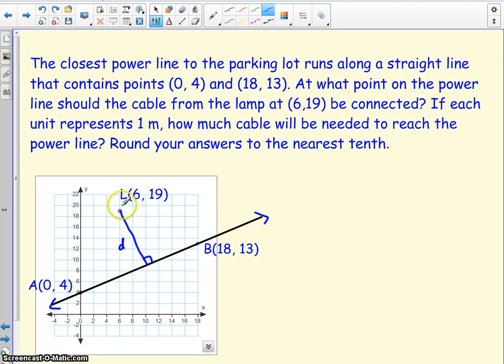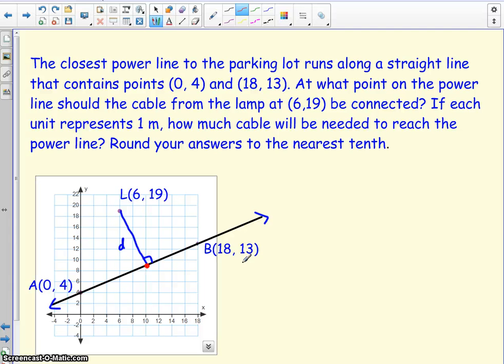Now the only problem is to find this distance, I need actually 2 points. I need to find out where it starts over here at L, which I do have, but I also need to find this point right here where it meets the power line. And that point I don't know. I could try and estimate on the graph, but as we know, estimating isn't necessarily very accurate. So I have to somehow find that point. So just think for a second how you might go about doing this.